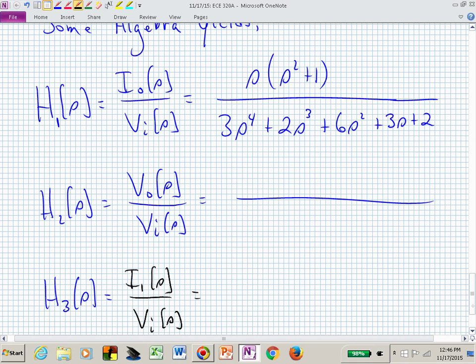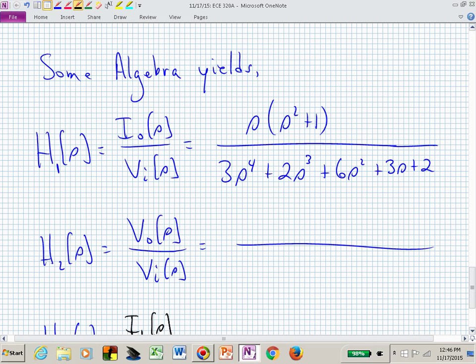And now that we have H sub 1 of S, where are the zeros located? How many zeros do you have? So now you multiply that out and find your highest power of S, to find how many zeros you have. You have a cubic upstairs. You have three zeros. One of those zeros is right at the origin. The other two are at plus and minus J. Those are on the imaginary axis. So you now have three zeros on the imaginary axis.